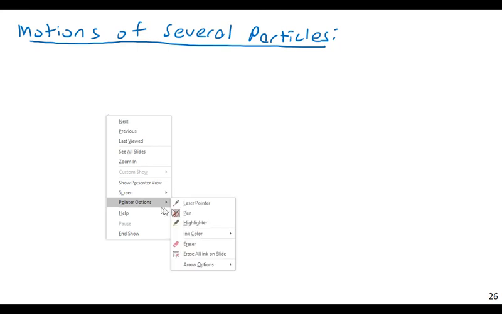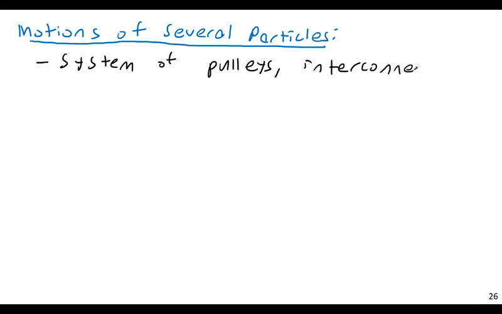Well, we may be interested in the motion of many independent particles. For example, you might have a system of pulleys, which would be a good example, or interconnected masses, that kind of thing. So we need to start talking about relative motion.